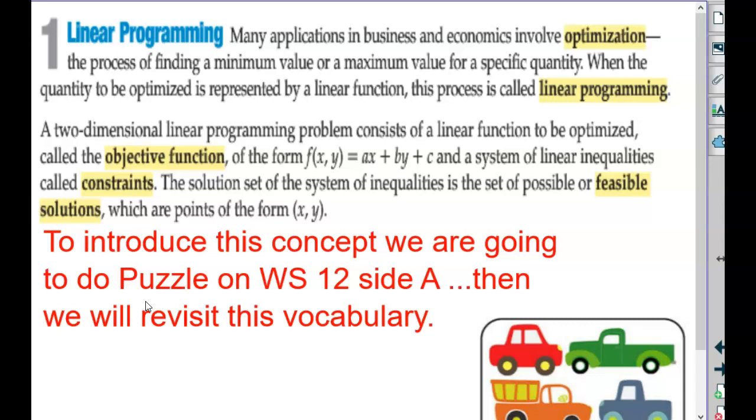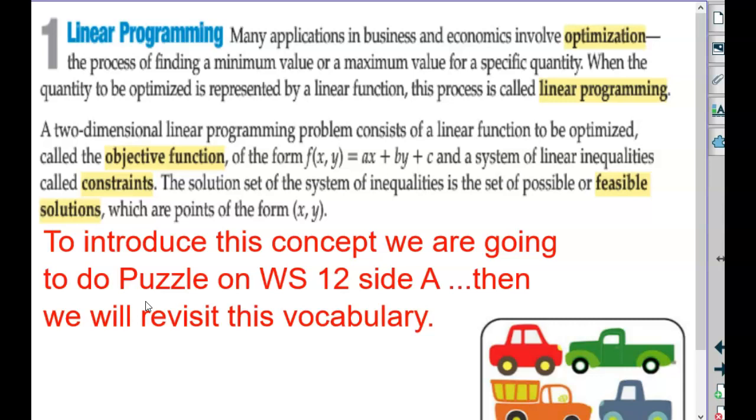Many applications in business and economics involve optimization. You do a ton of optimization in calculus too. The process of finding a minimum value or a maximum value for a specific quantity is called optimization. So what is something you would want to maximize? Okay, production, profit. Okay, what is something you might want to minimize? Waste. Sure, waste, downtime on that production line, cost, yes, you want to minimize cost, okay.